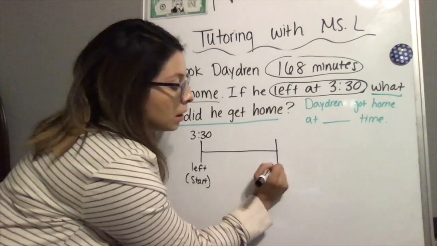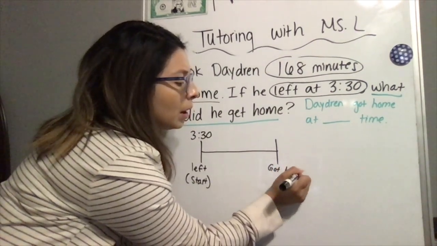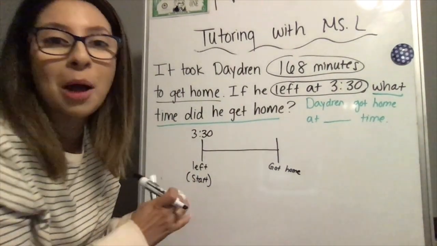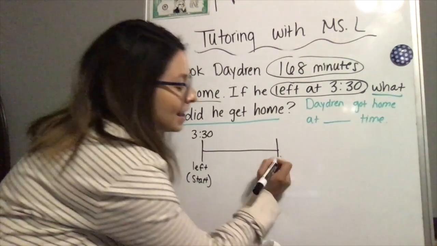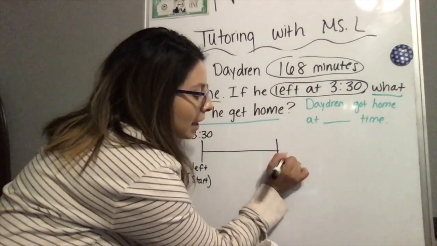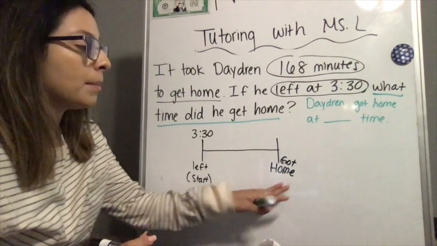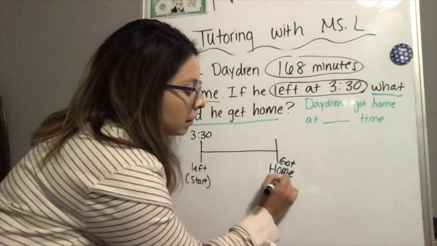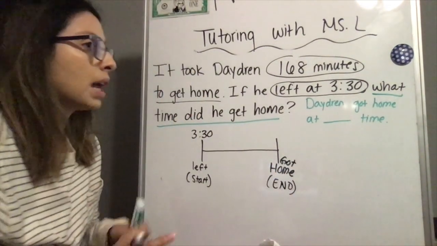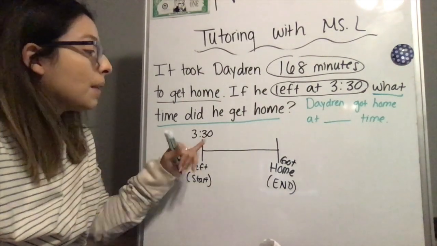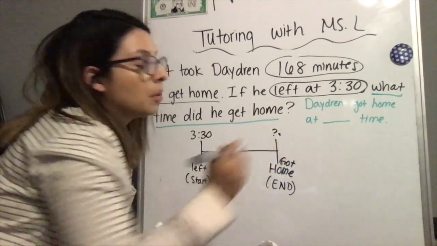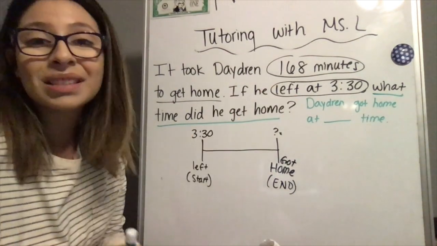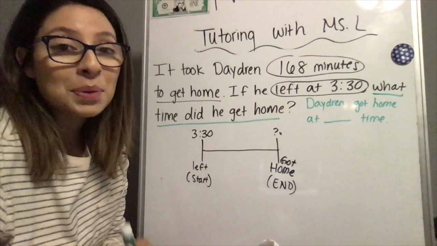So you can write got home if you want to do that. You can barely see that. Sorry, guys. For the people at home, I apologize. It says home. Let's say got home. And remember, you can label it like that. If you don't like putting got home, just write end. Okay, because that's what time he ended there. So we had to figure that out. That's our question mark right now. We don't know what time he got home. But what information we do have is how much time has passed. 168 minutes. So here's what I suggest.